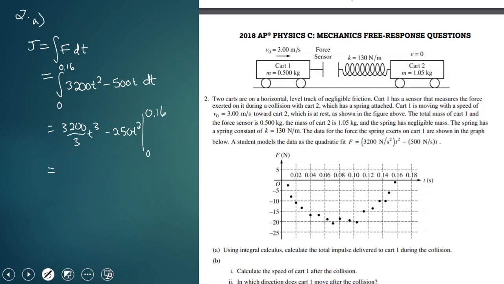And so when we plug this in, when we put in 0, you're just going to get 0, so all you have to do is plug in 0.16 in this case, and you get negative 2.03. Keep in mind, if you didn't know the units of impulse, you can use the integral to figure it out. We're taking the integral of force, which is newtons, with respect to time, so the dt contributes seconds, because dt is just an infinitesimally small amount of time, but it still has unit seconds. So the integral of force times time is newton seconds.